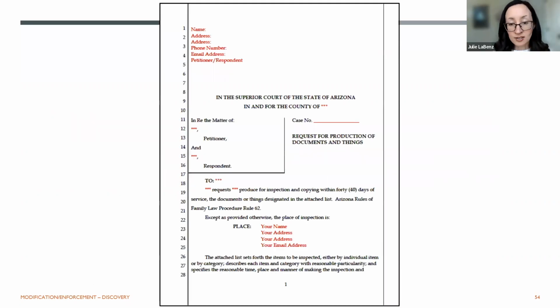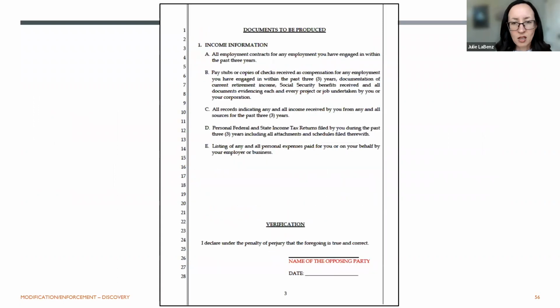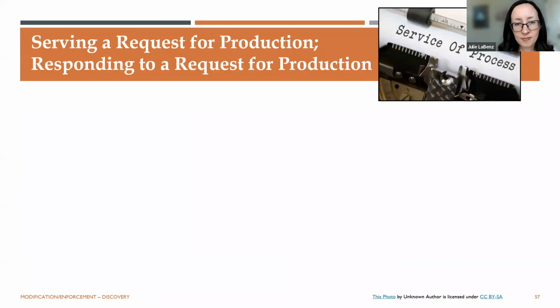And then here's an example of a request for production of documents and things. So here are the list of things to be produced. This is narrowed down to income information. This could be used in, for example, a child support modification case or enforcement case. But again, tailor this to your case. You may not need all this information. So this is requesting records for the past 3 years, and you may only need current income information. So you're not obligated to use this form. Only use it if it's relevant in your case and tailor it to your case.